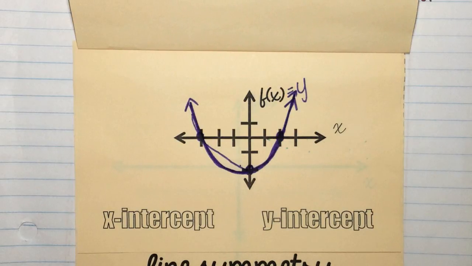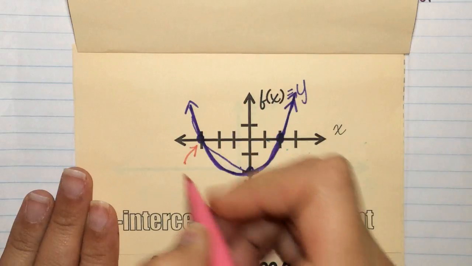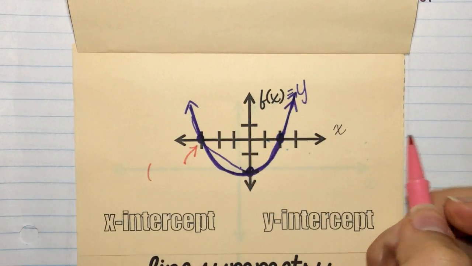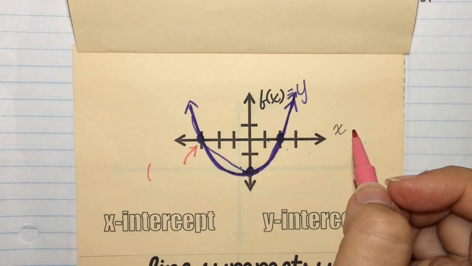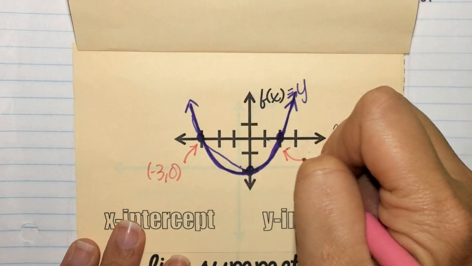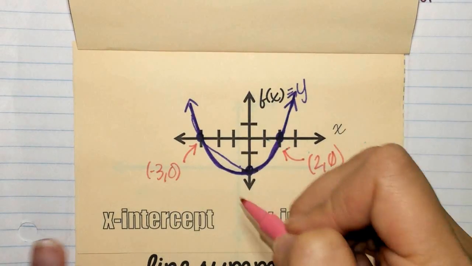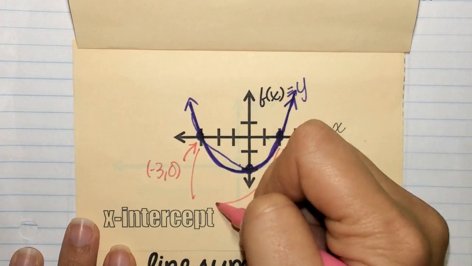Now, x-intercepts are where it crosses the x-axis. We have two parts where it crosses the x-axis. We have one right here, which is at what? What's that coordinate? Negative 3, 0. And we have one right here, which is what coordinate? 2, 0. And both of these are x-intercepts.